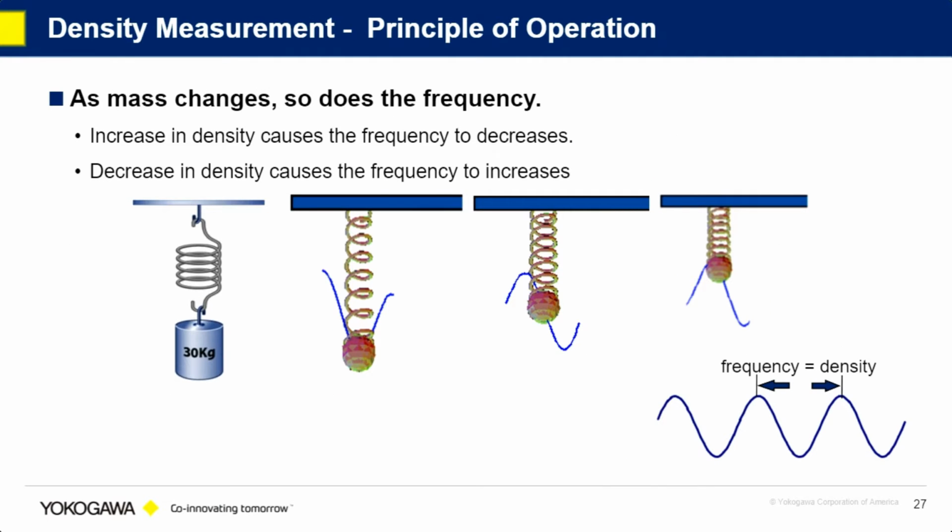So a Coriolis meter can also measure density. We have a known frequency we're oscillating the tubes at. If the density increases, this will cause the frequency to decrease, and vice versa. As density goes down, the frequency will increase. So not only can we measure mass flow, we can also measure density with the Coriolis meter.